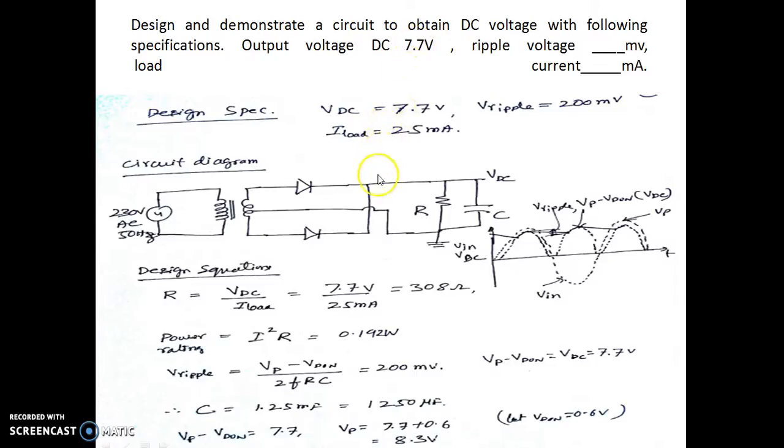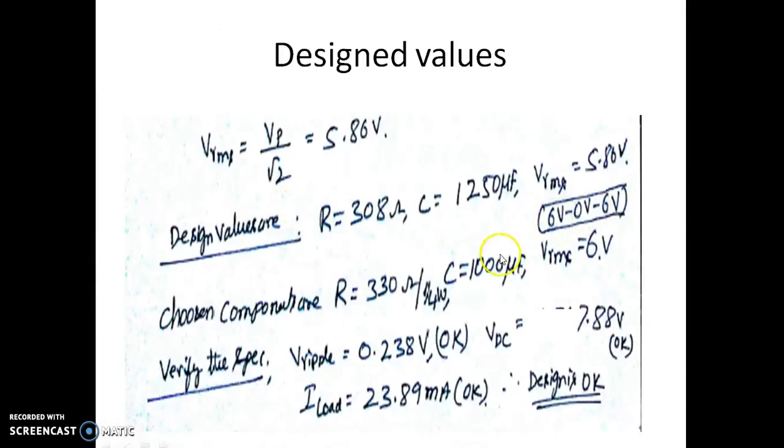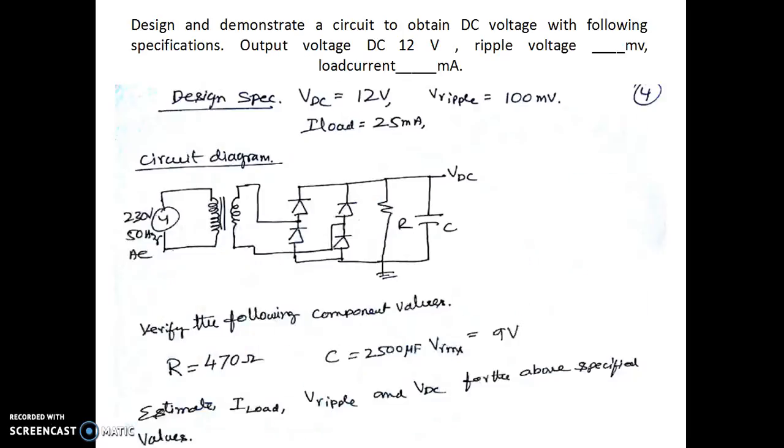We found that the value of this center tap transformer happens to be 6-0-6 and the capacitance value happens to be 1000 microfarad, which will give a load current of 23.89 milliampere, a ripple voltage of 238 millivolts, and a DC voltage of 7.88. So we were able to get a voltage close to 7.7 and a ripple voltage of 200 millivolt. And we shall also see how the load regulation of this particular circuit looks.